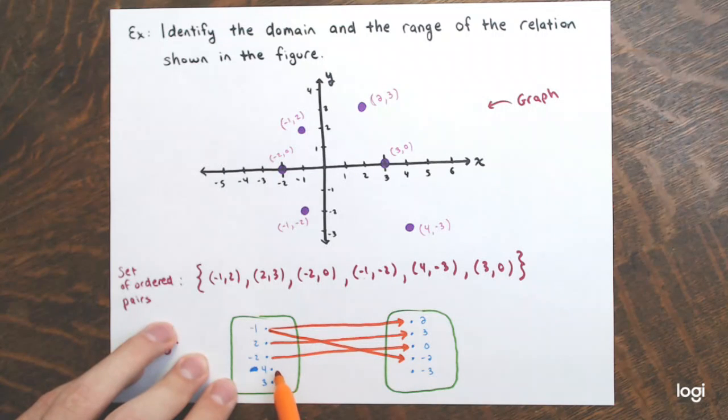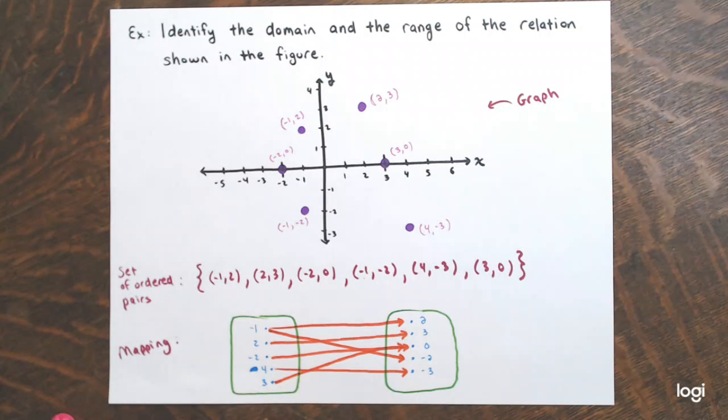4 to negative 3, and 3 to 0. So 3 down here to... and then you see we have 2 arrows going to 0 on this side. It doesn't matter.